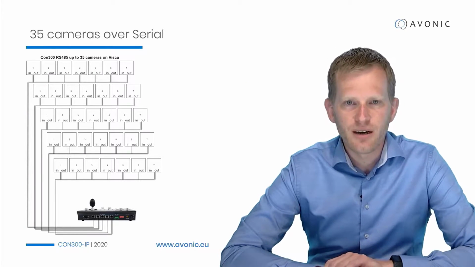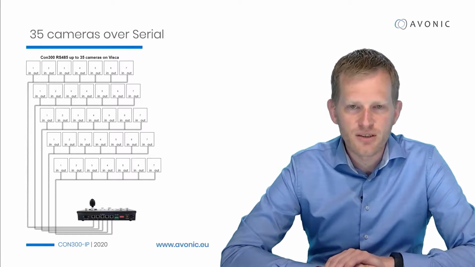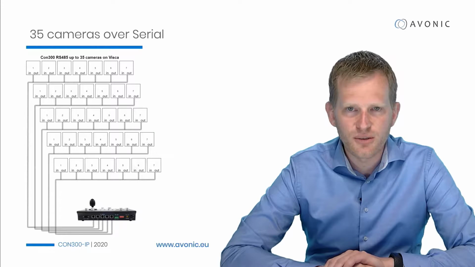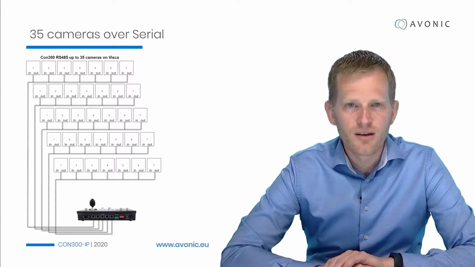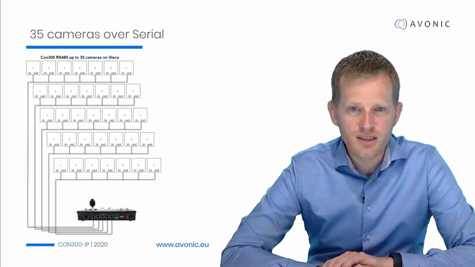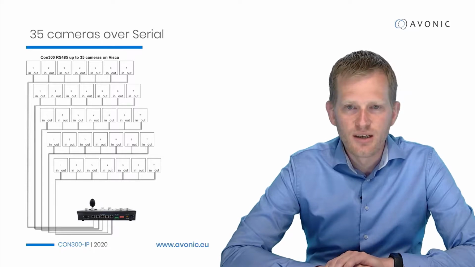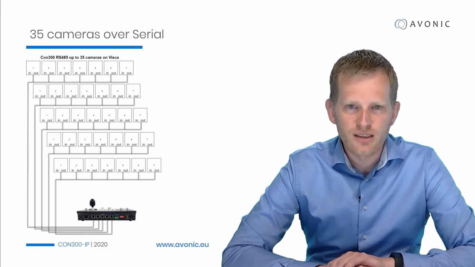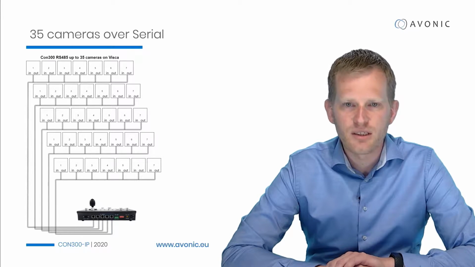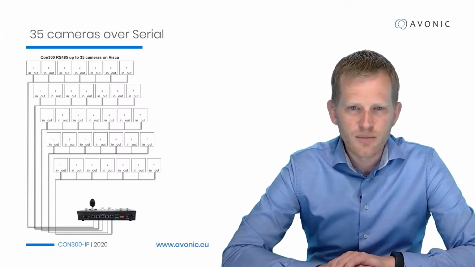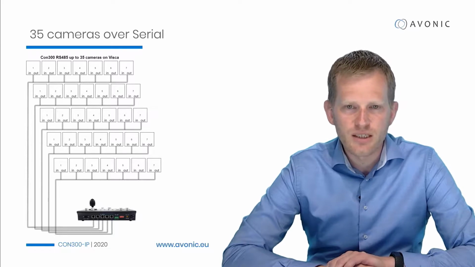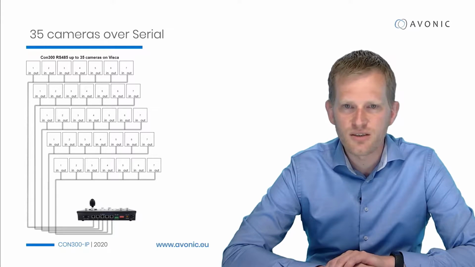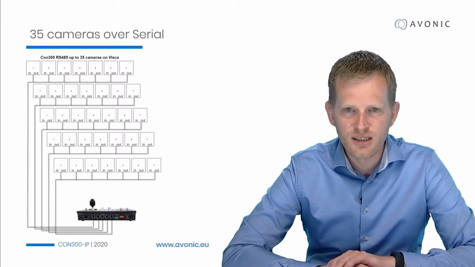So as mentioned, you have control over 35 cameras over a serial connection, and this is just a quick layout of how to do that. On the top you see the 35 cameras, on the bottom the controller, and we have the 5 RJ45 outputs on the controller connected to 7 cameras each. So why is there a limitation to 7 cameras? Well, this is basically a limitation in Visca. The Visca protocol has 7 unique identifiers, and that's it.